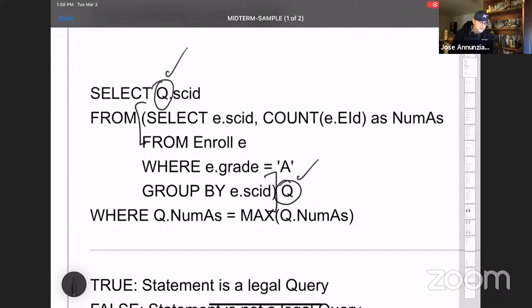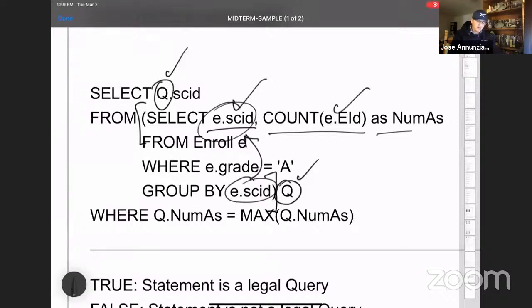And what are we doing in this inner Q? We're selecting the SID and SCID. We are counting EID, and we are grouping by SCID, so that's okay. Because we're grouping by SCID, this one's okay. And we're counting from the enrollment table, the EID. That's also okay, and we're having a rename, so that's no problem there. From E, where grade is A, so that looks okay.